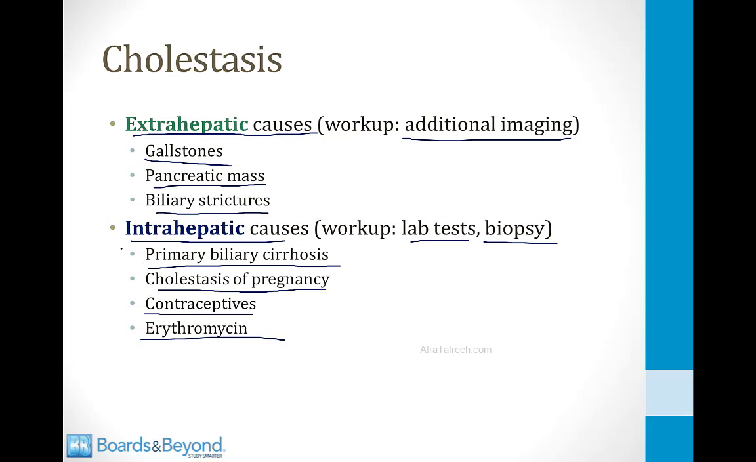There are numerous other causes of intrahepatic cholestasis, but all of these would have normal bile duct imaging on your right upper quadrant ultrasound. That's why the imaging of the bile ducts is the best first test once you identify cholestasis. And that concludes our module on bile.